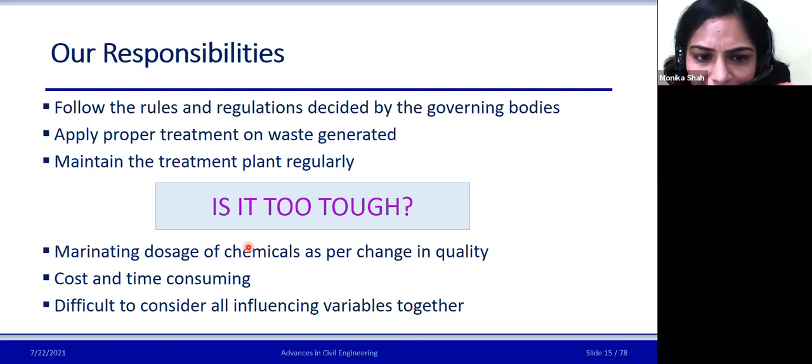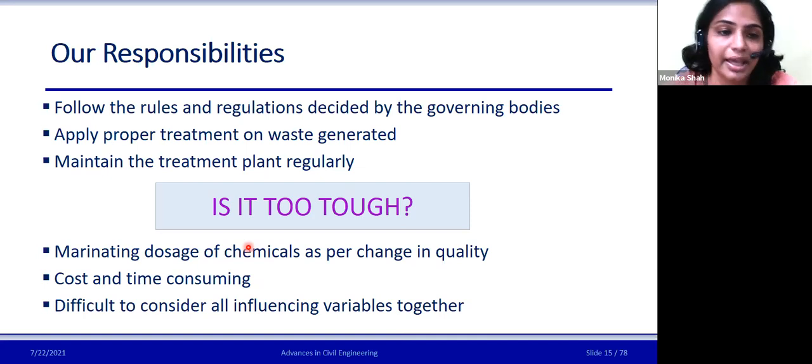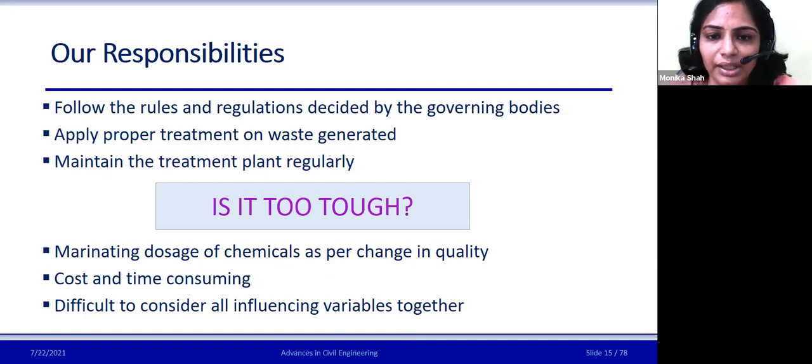So what do you say, guys? Is it too tough on us? If I say, yeah, it is tough, because when we are running the treatment plant, it is not something that, once a day we have generated the plant, and then we have the flow, and we know this kind of chemicals we have to add, they are going to do their own procedures, and our job is done. Is that so? Big no.